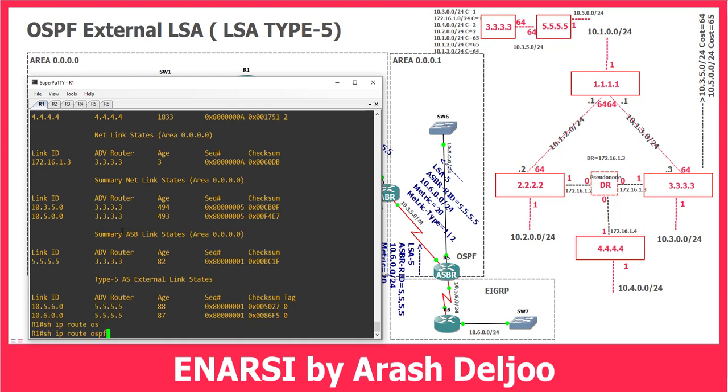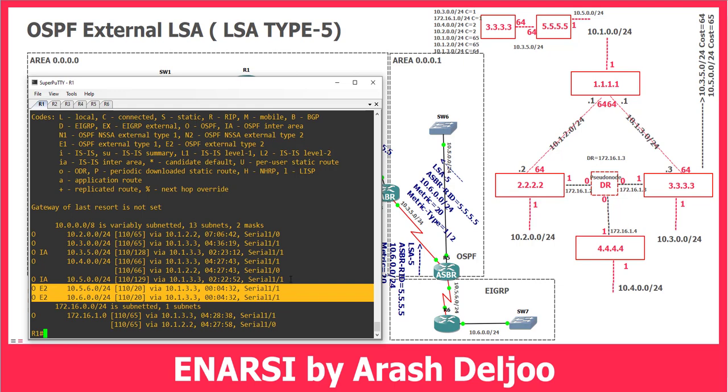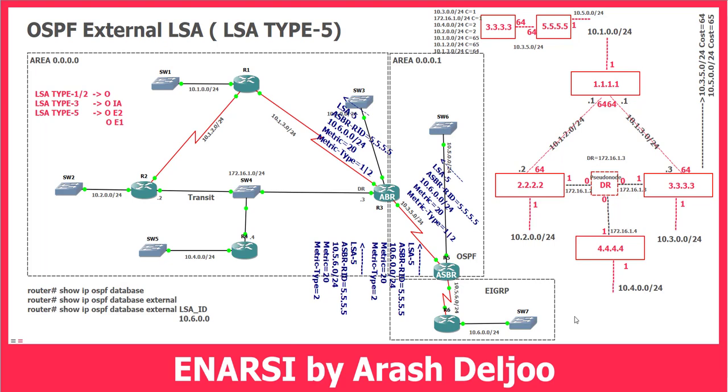In router 1 also, and in other routers, we have this information. Show ip route ospf. Look at here. As you can see, for these two networks, 10.56.0/24 and 10.60.0/24, we have similar information. Okay, now we know about the LSA type 5.